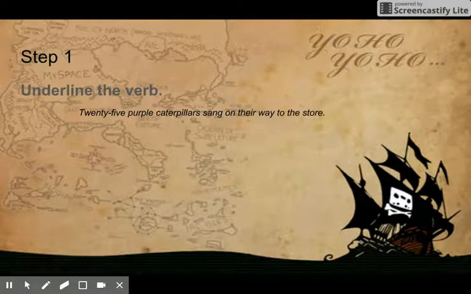What is the verb in the sentence, or what's being done? It's sang. Then we get ready to find our next step.